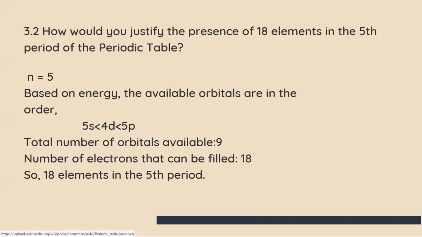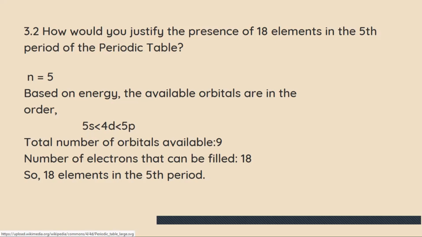How do you justify the presence of 18 elements in the fifth period of the periodic table? So n equals 5 for the fifth period. And based on the energy levels, the orbitals which are available are 5s, 4d, and 5p. The reason 4d is after 5s is because of their energies. Similarly, 5d will not be here, it will be 6s, and then you'll have the 5d orbital. And that in turn is based on the energy levels of these orbitals.